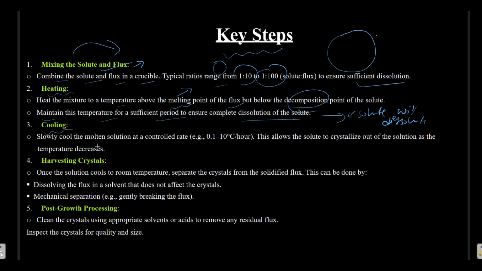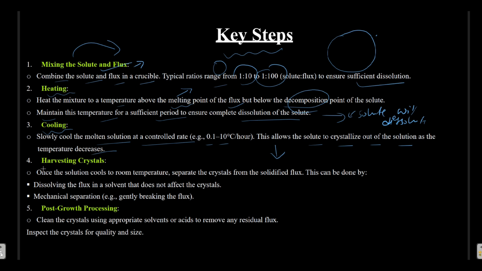Now the third step is cooling. Slowly cool the molten solution at a controlled rate. You can see over here 0.1 to 10 degrees Celsius per hour. The cooling speed should be very low. This allows the solute to crystallize out of the solution as the temperature decreases. As the temperature decreases, the solute will crystallize out. The solute will form crystals.